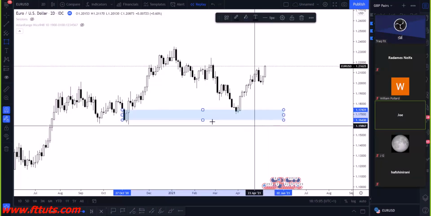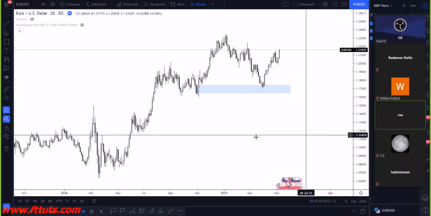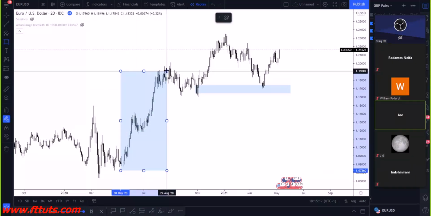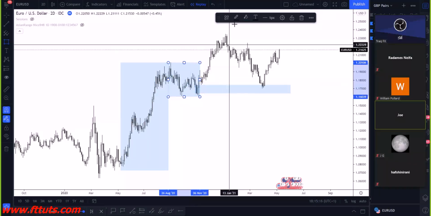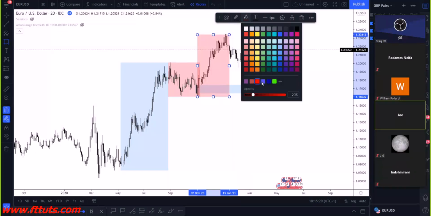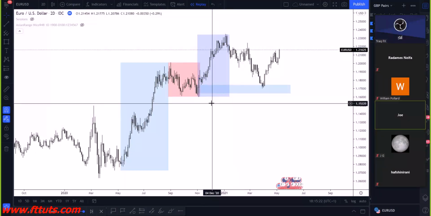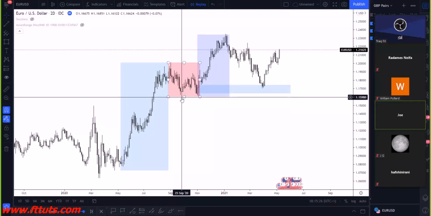Now if we're going to identify this by institutional ranges, or sorry, market cycle, we can say that this was the major expansion move up. This was the retracement or manipulation, whatever you want to call it, and then this was the re-expansion move back up. So I hope that makes a lot more sense. The market pushed up, manipulated or consolidated or retraced, whatever you want to call it, and then pushed back up.